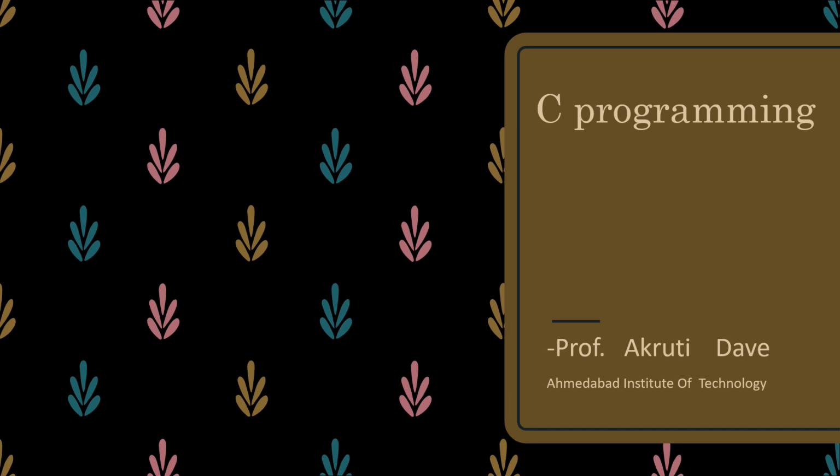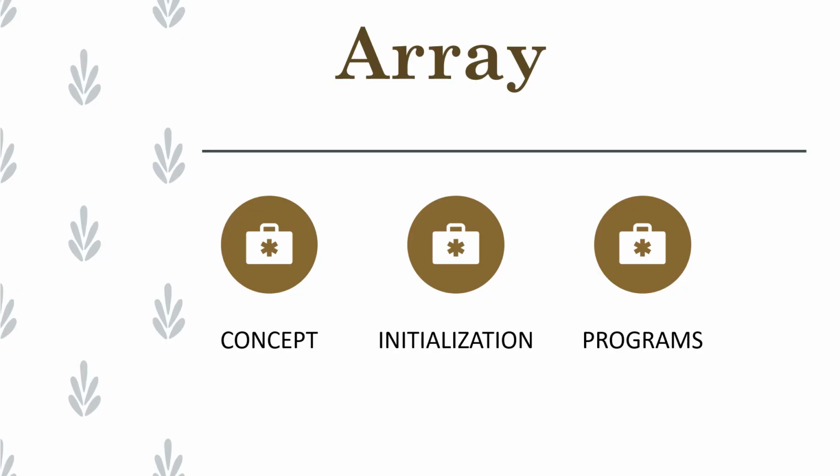Today, I'm here to present a video lesson on C programming topic array. Let us see that. Whenever we encounter the word array, it is always pronounced as array. Sometimes people call it array, but the correct pronunciation is array. So we will see three parts of array, that is concept, initialization, and programs with array. Let us see that one by one.